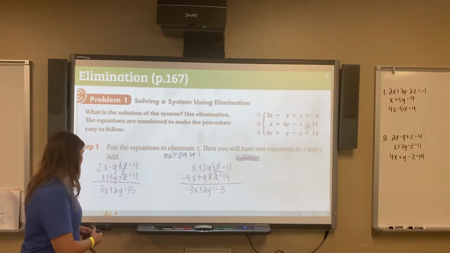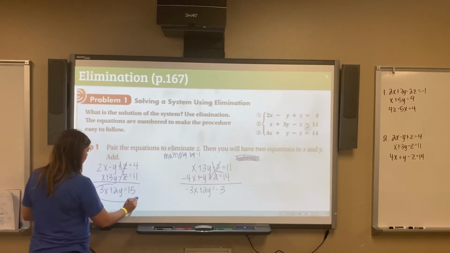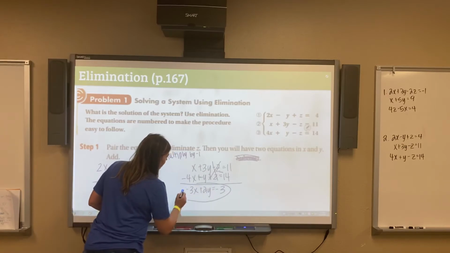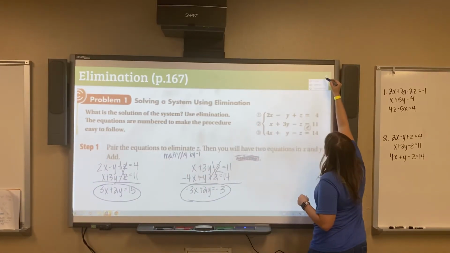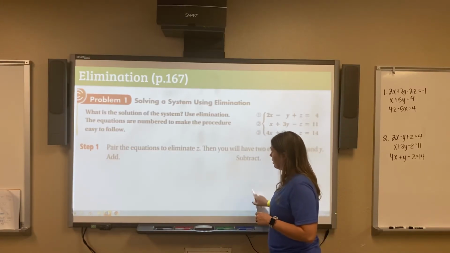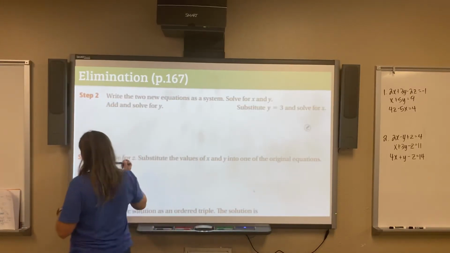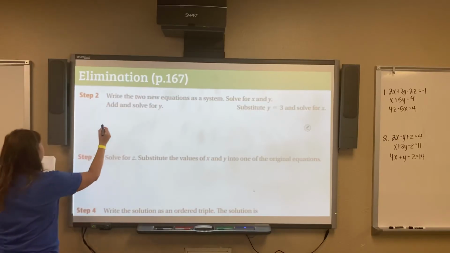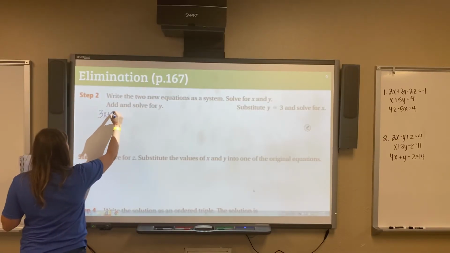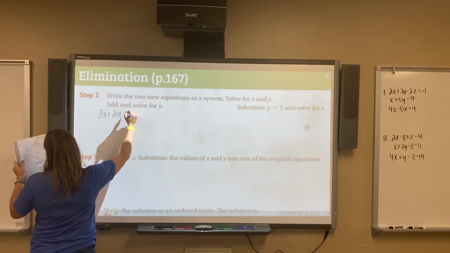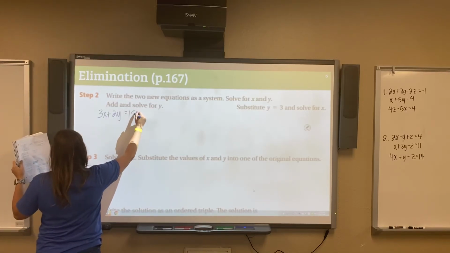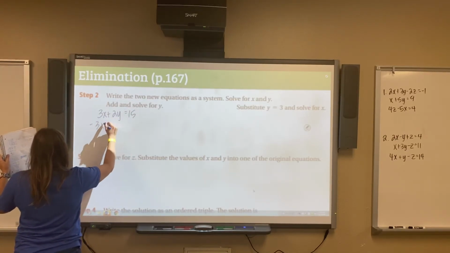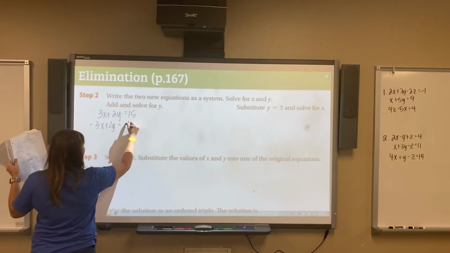Okay, so we have our 3x plus 2y equals 15. Negative 3x plus 2y equals negative 3. Okay, so I'm going to go to the next page to finish. So again, we had, what was it? 3x plus 2y equals 15. I'm so sorry, guys. And then negative 3x plus 2y equals negative 3.